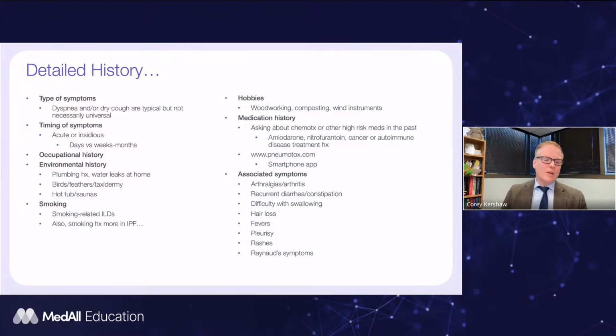We want to take a detailed occupational and environmental history. This gets at exposures. The things that we're exposed to that typically lead to a fibrosing ILD occur in places where we spend most of our time, and that's work and home. So you want to really get a good idea of what the job environment is like, what the home environment is like. Are there potential exposures there?